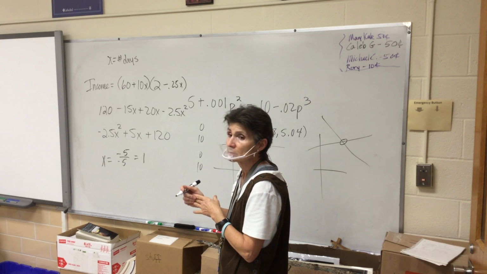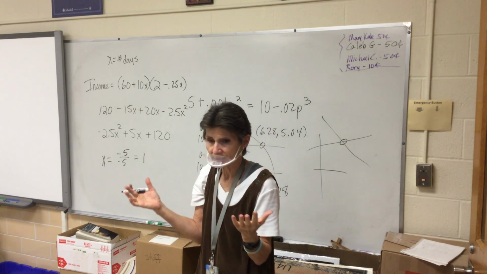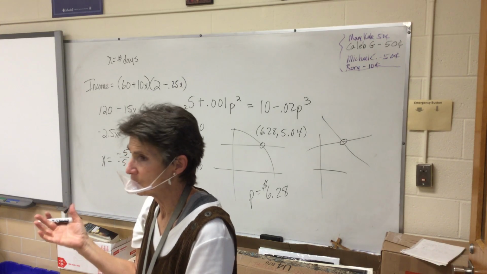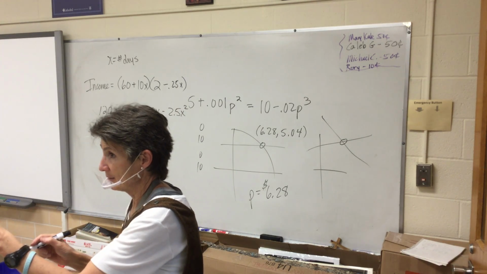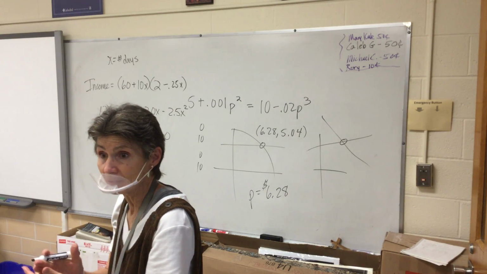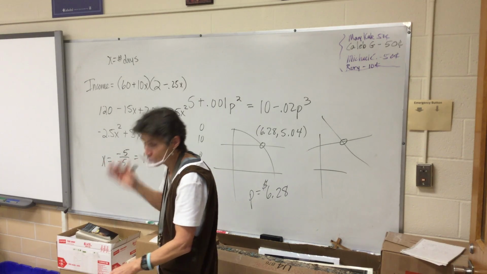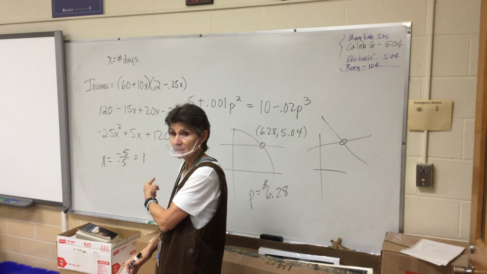Now, one what? What is that? $1? 1 pound? What is that? That's 1 day. That's 1 day because I defined my variable. X was the number of days. So what does the question say? How many days should she wait? The answer is 1 day.